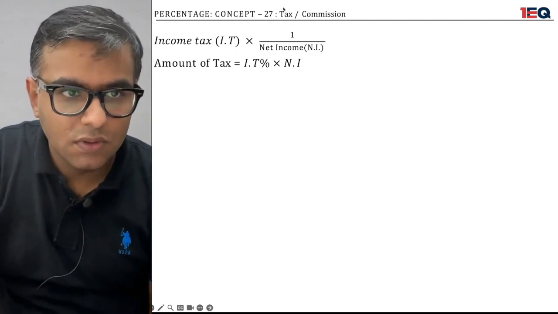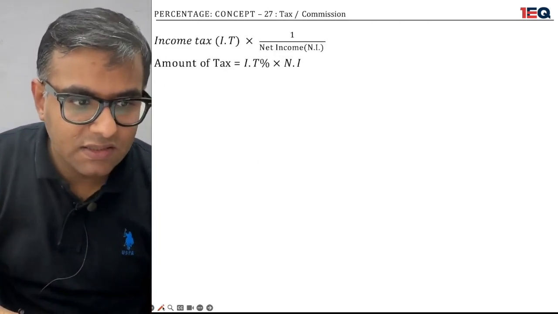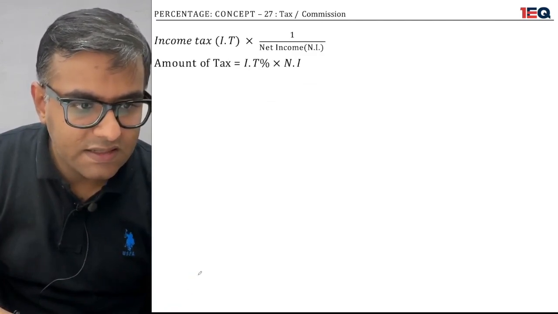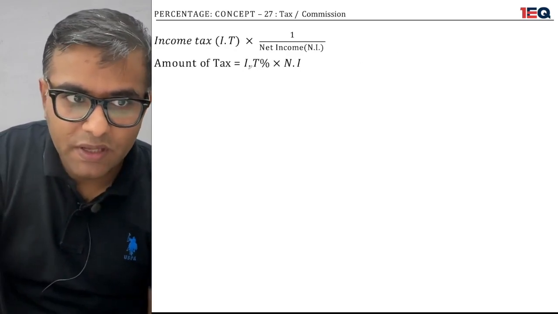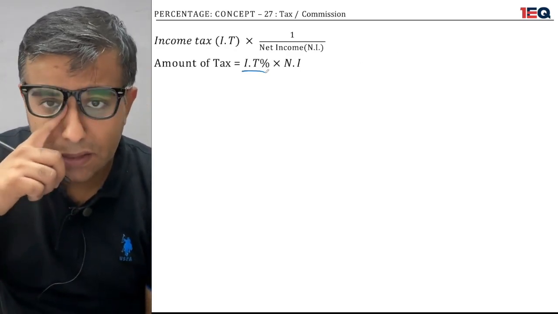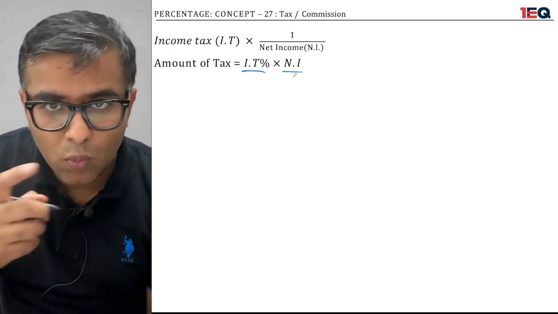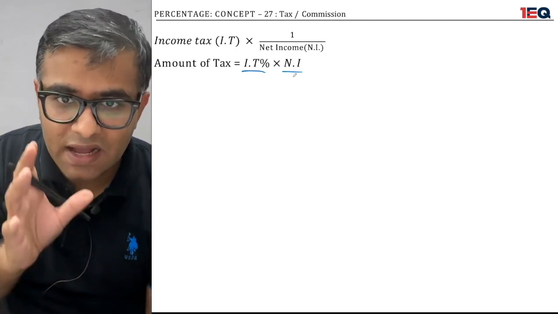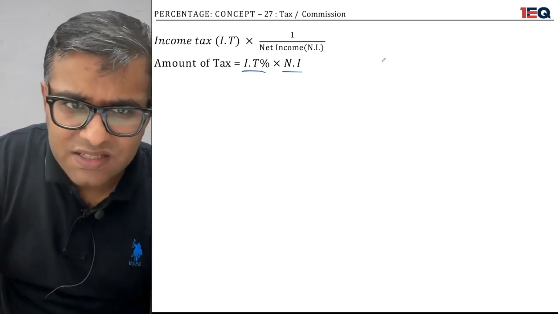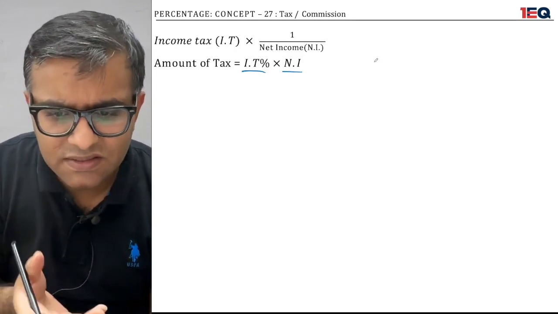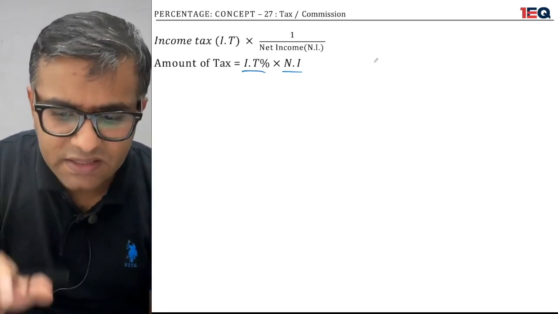Okay. So the concept here I'm going to teach is concept number 27, and it talks about tax and commissions. What happens is the amount of tax that you have to pay is equal to the income tax percentage multiplied by the net income, or multiplied by the income that is there. And once the income tax is deducted, that is what you get as the in-hand income. So it's nothing but a simple game of percentages, and once you start playing it, you'll get to know how standardized and how easy it is.